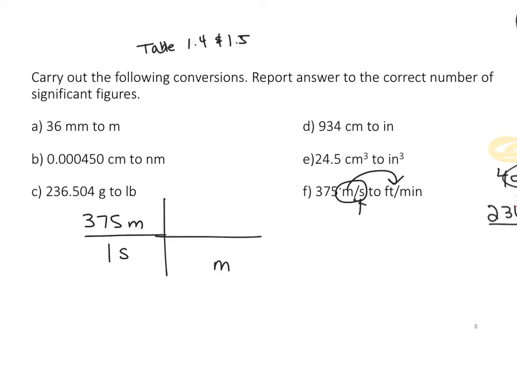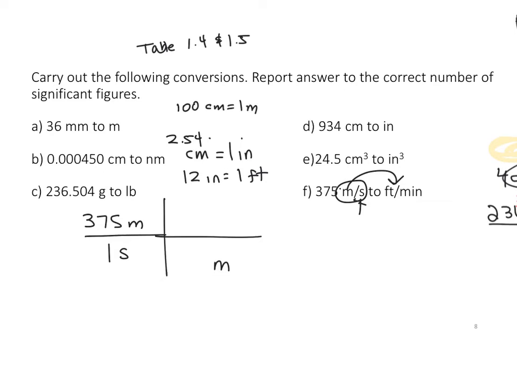And I'm going to look at table 1.5 and see if I can get a conversion for meters to feet. I don't see meters to feet. Let's see. Well, we got centimeters to inches. And then we have inches to feet. So 1 inch equals 2.54 centimeters. And then inches to feet, we have 12 inches equals 1 foot. And then for meters, you have 100 centimeters equals 1 meter.